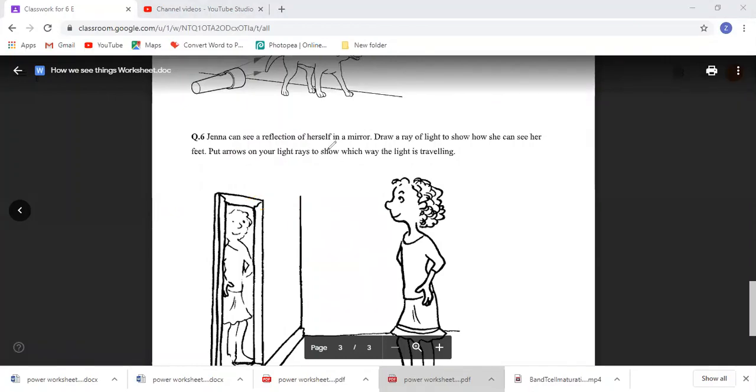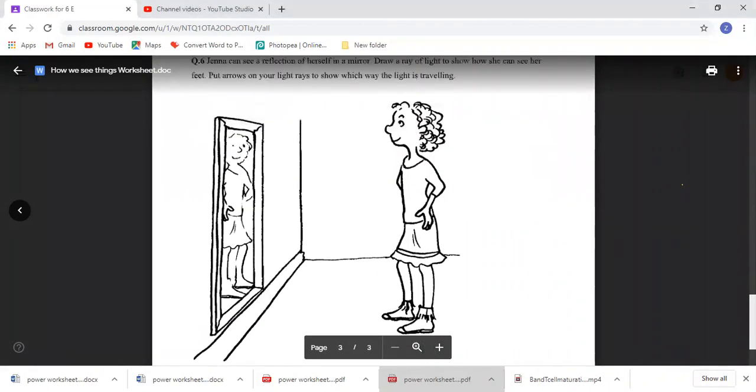Gina can see a reflection of herself in a mirror. Draw a ray of light to show how she can see her feet. Put arrows on your light rays to show which way the light is traveling. Okay, so arrowhead basically shows the direction. Now I'm going to do it like this.